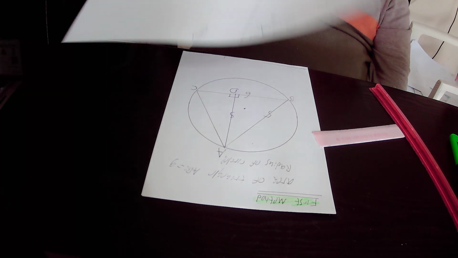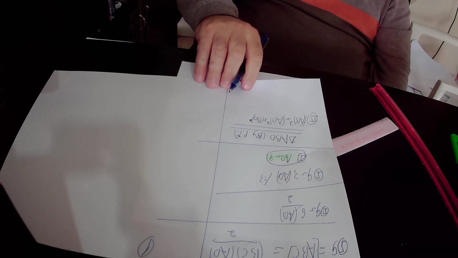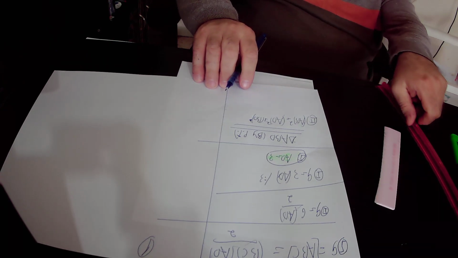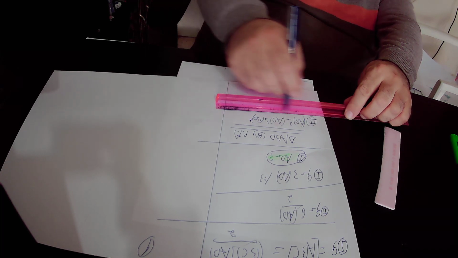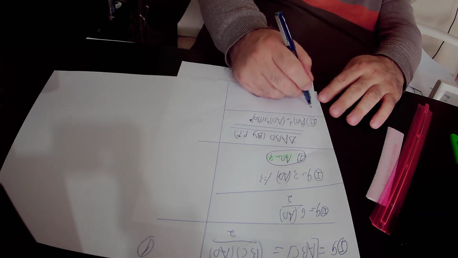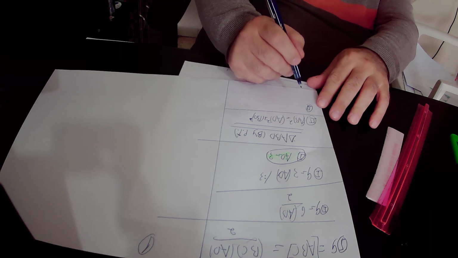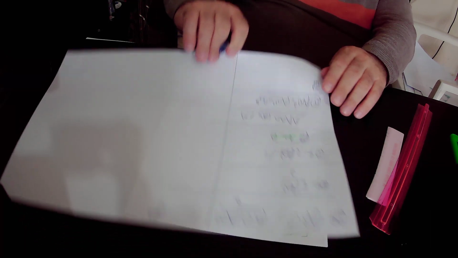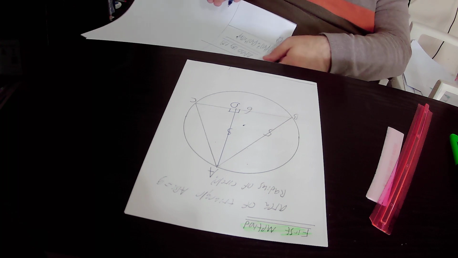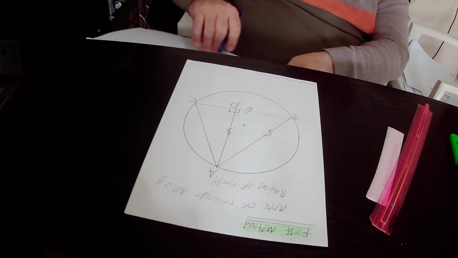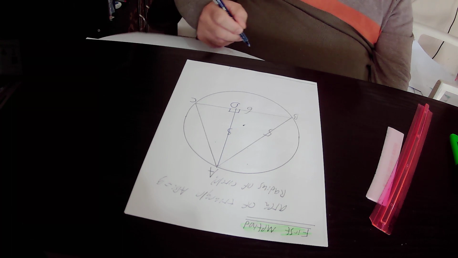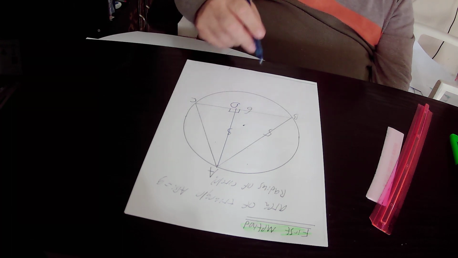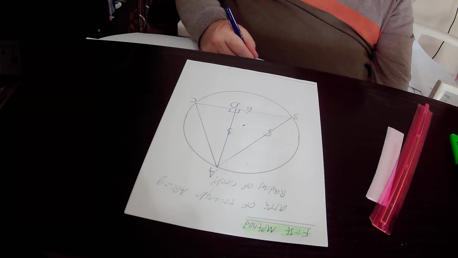Okay, so in the right triangle ABD, according to the Pythagoras theorem, we found out that AB squared equals AD squared plus BD squared. AB equals 5 units, so AB squared is 5 squared, that is 25. That is equal to AD squared. AD is 3, so AD squared is 3 squared, that is 9, plus BD squared.